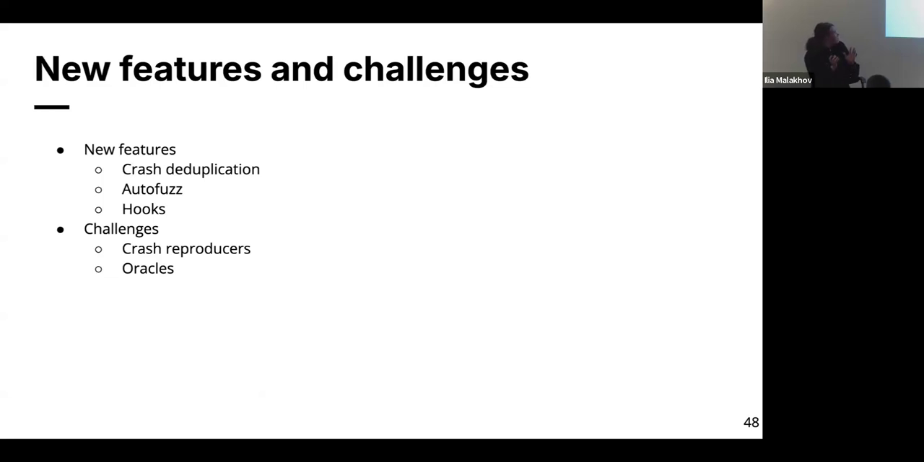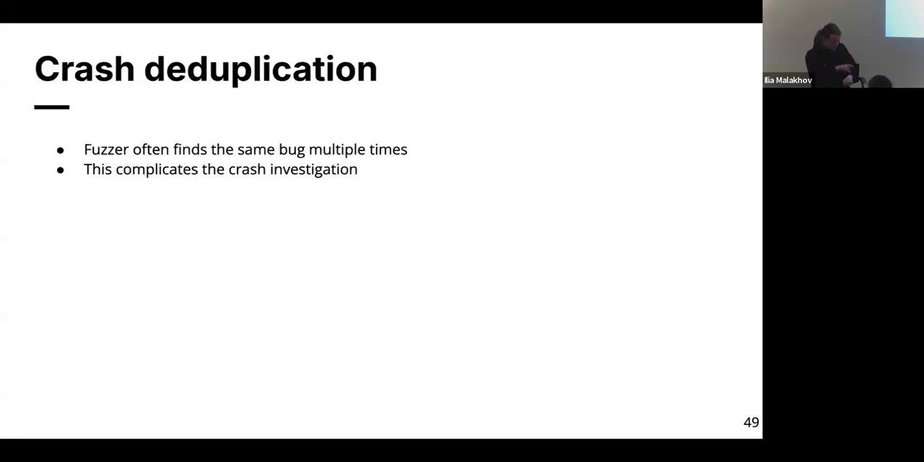Now, the final thing is our new features and challenges. Let's get into them. The first one is crash deduplication. Although fuzzers can find a lot of bugs, they can also find one bug multiple times. And this can really slow down the later analysis and debugging.